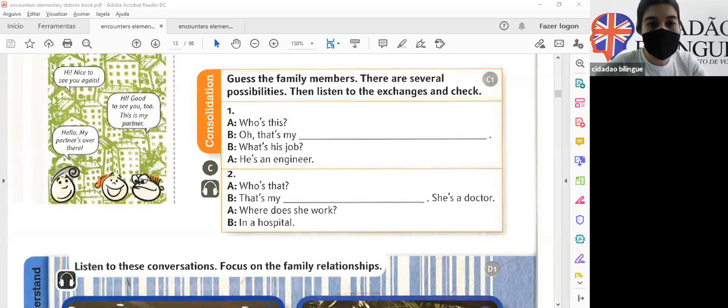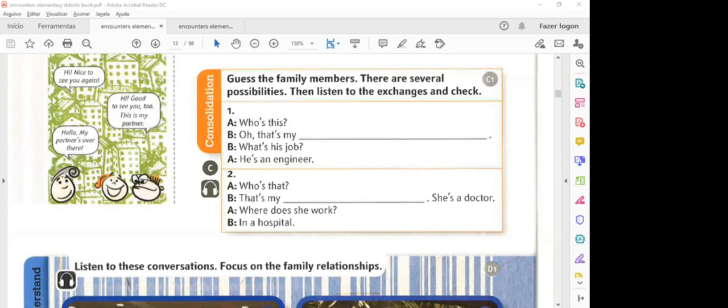Language focus. Who's this? Oh, that's my father. What's his job? He's an engineer. Who's that? That's my mother. She's a doctor. Where does she work? In a hospital.